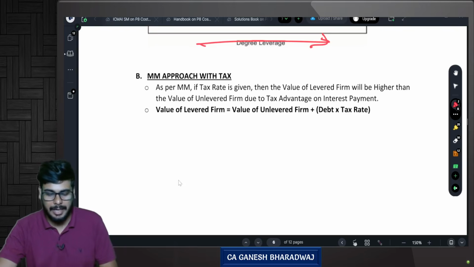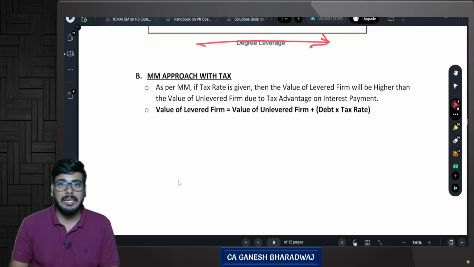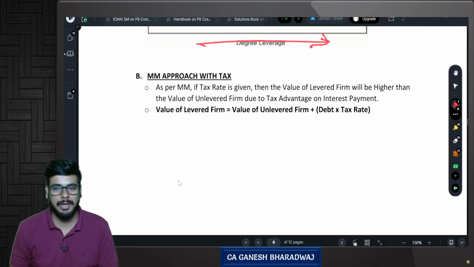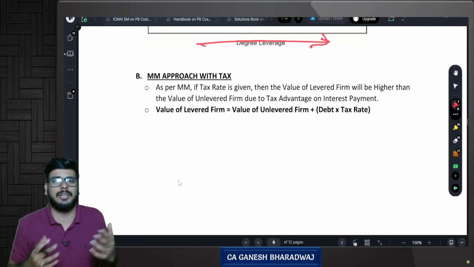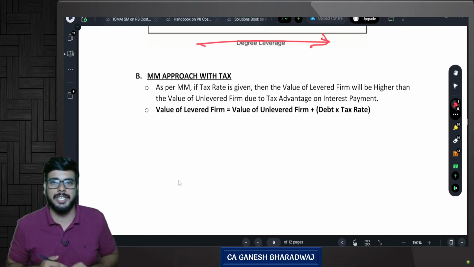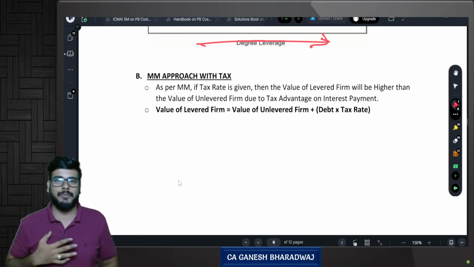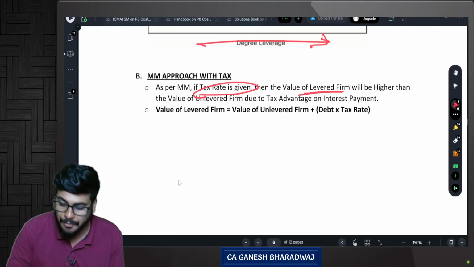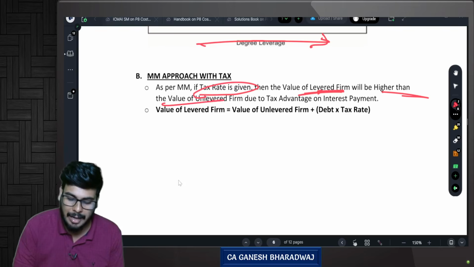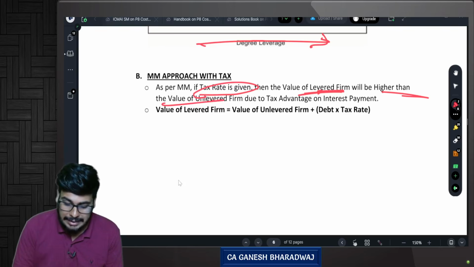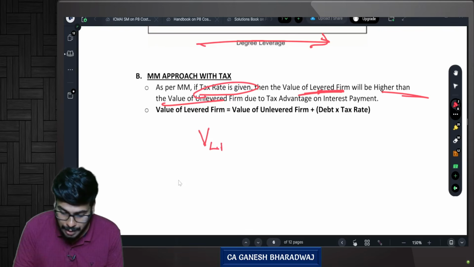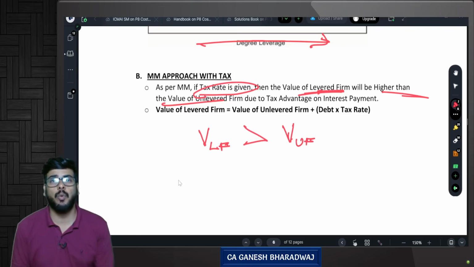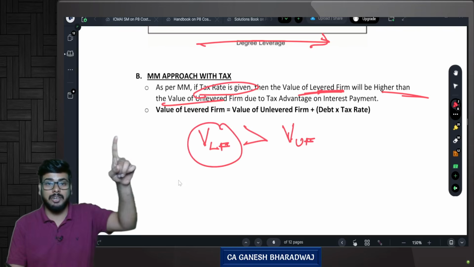Now, approach with tax. What happened after a few years when tax was introduced in many countries? Modigliani and Miller said our approach is correct, but we are making one extra addition: we are going to adjust our approach for taxation. So, if a tax rate is given, then the value of a levered firm will be greater than the value of an unlevered firm. Why? Because a levered firm has debt.